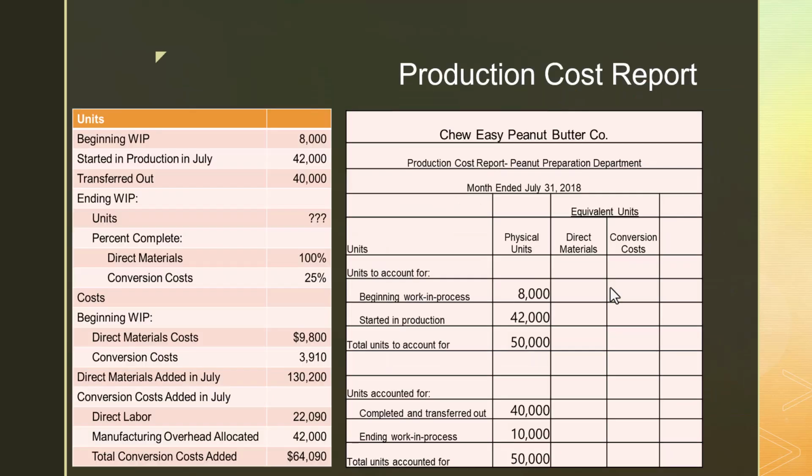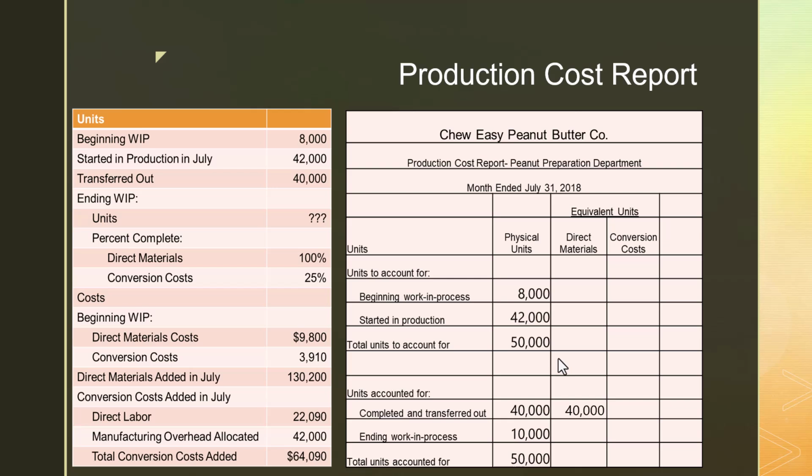So back to our PCR over here, let's start filling in our equivalent unit section. You don't use the top to account for. You don't have to worry about that. Your numbers are all going to sit down here in the bottom section of this. And let's start with the direct material cost of units that were completed and transferred out. If the peanut preparation department sent off these peanuts to the second phase of production to be made into actual peanut butter, they've got to be done for all of their direct materials.